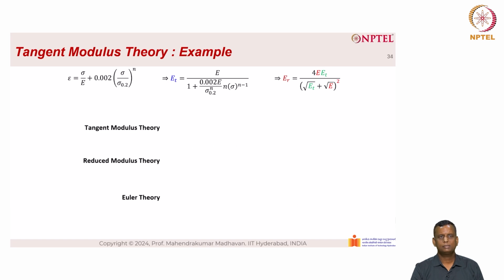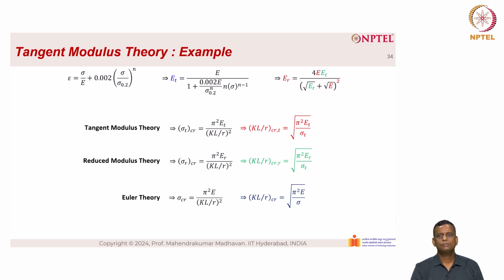So, tangent modulus theory, reduced modulus theory, Euler theory. What is the difference? Here, sigma t critical is equal to pi square E sub t divided by (KL by R) the whole square. The reduced modulus gives you sigma r critical equal to pi square E sub r divided by (KL by R) the whole square. The Euler theory gives sigma critical equal to pi square E divided by (KL by R) the whole square. So, which gives rise to differing values of slenderness ratios.